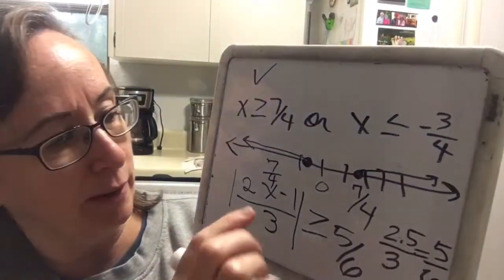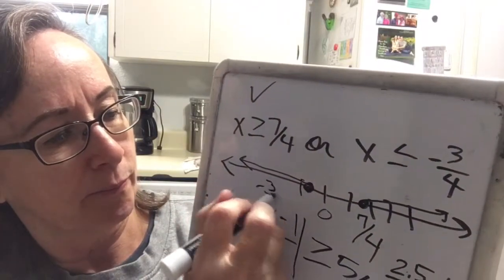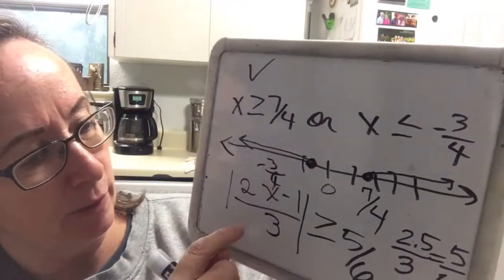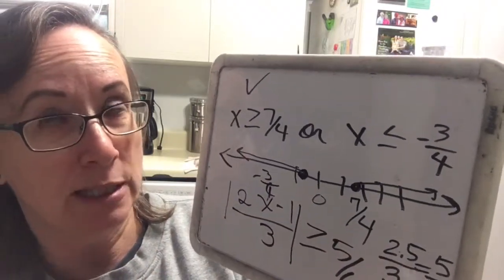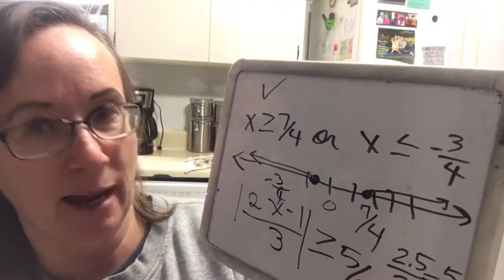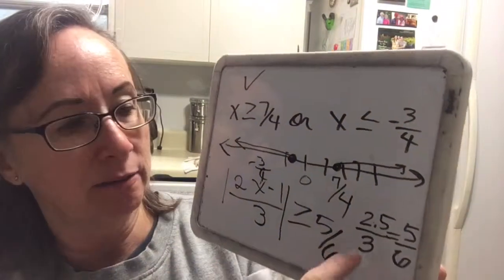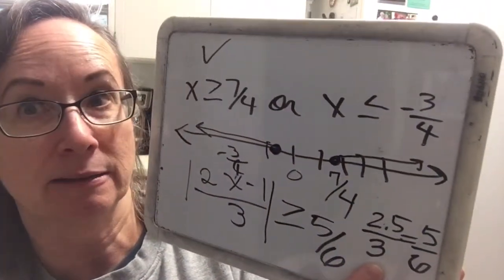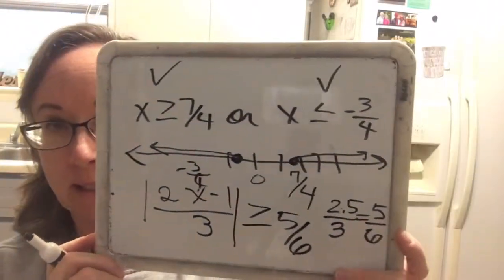And then my -3/4, I'm going to plug it in. When I plug in -3/4, I multiply by 2, I get -3/2, which is -1.5. Take away another 1 is -2.5 over 3. But then when I take the absolute value, don't I get 2.5 over 3 again? And it works. So those are the correct endpoints.